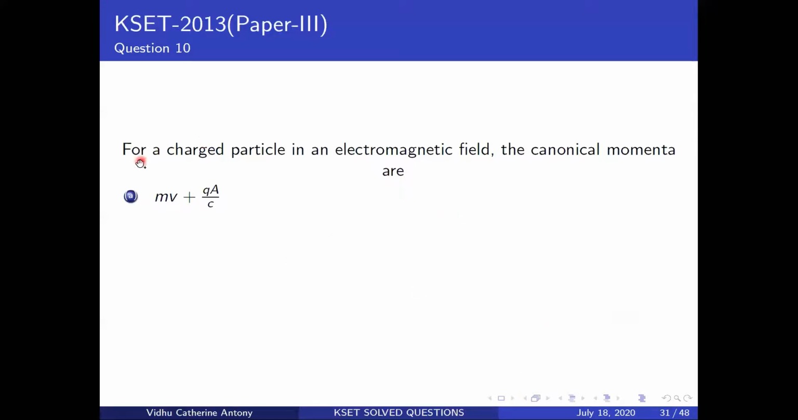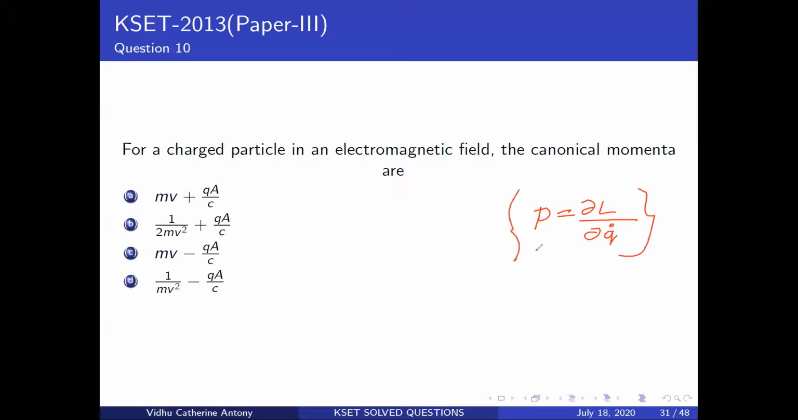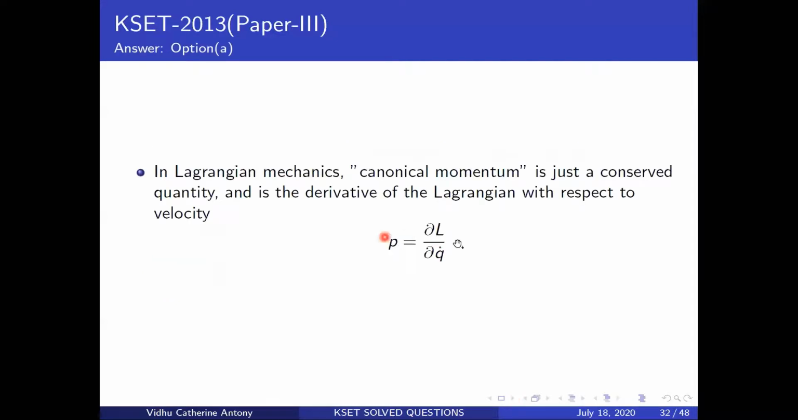I will start off by reading the question. For a charged particle in an electromagnetic field, the canonical momenta are, and these are the options that are given to you. When you want to find the canonical momentum, you have your P in terms of a Lagrangian, which is given as dou L by dou Q dot. This is a formula that you have to use, but you need a Lagrangian, and for that you need to look into a lot more of ED, your electrodynamics, and then proceed. Your momentum here is described as dou L by dou Q dot.